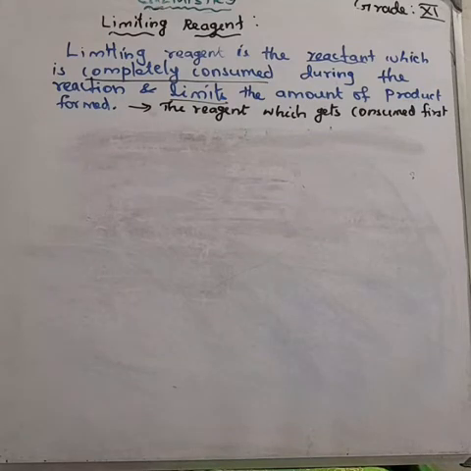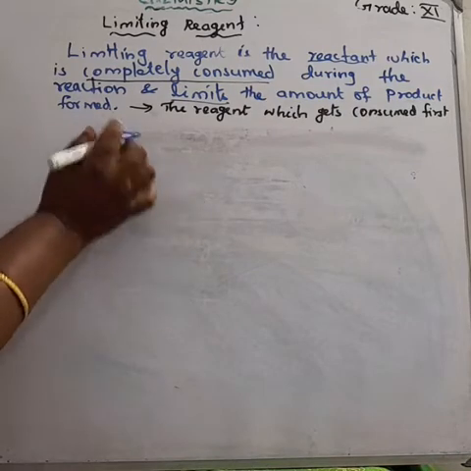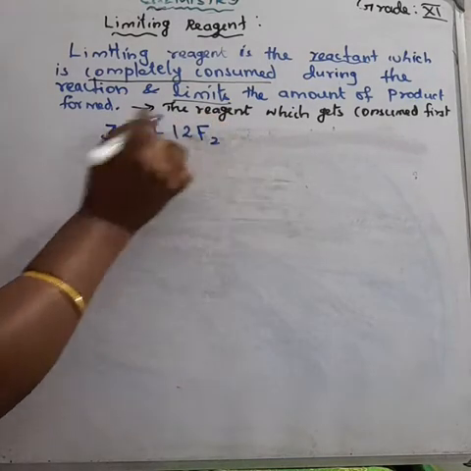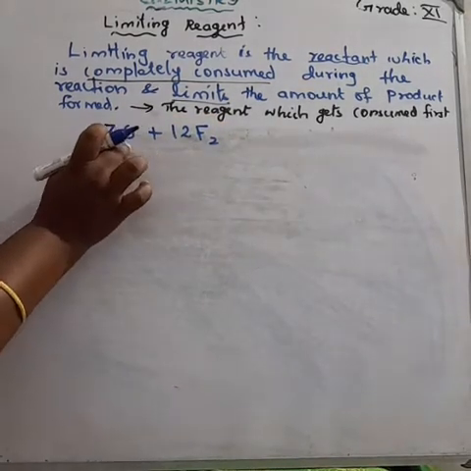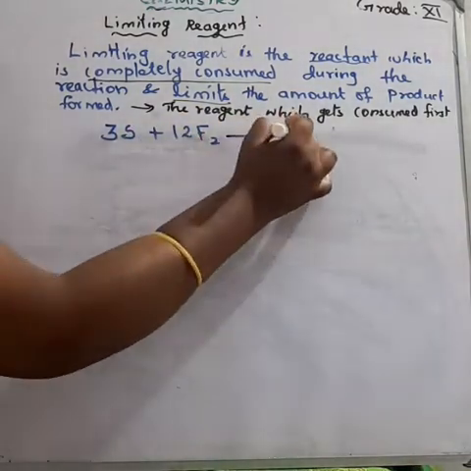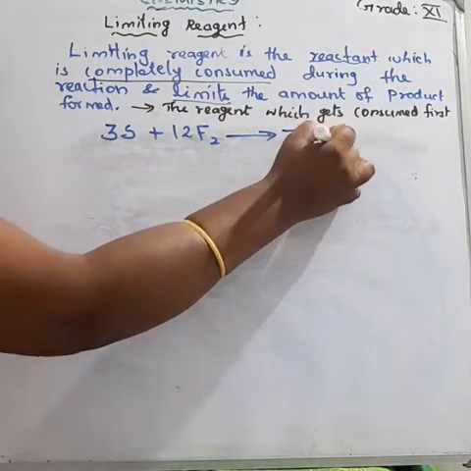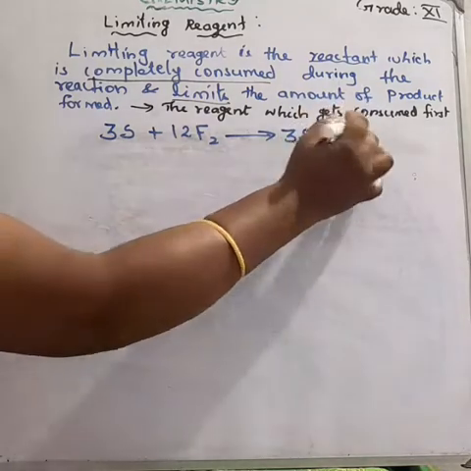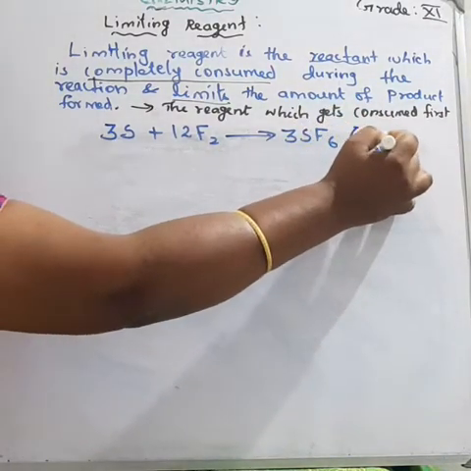Okay, students, another chemical reaction I am going to explain. In which 3 moles of sulfur are allowed to react with 12 moles of fluorine to give sulfur hexafluoride. Okay, this is one of the reactions. 3 moles of sulfur reacts with 12 moles of fluorine, F2, to give sulfur hexafluoride, 3 moles. Okay, so here this is not balanced. This is not a stoichiometric equation. Understood?